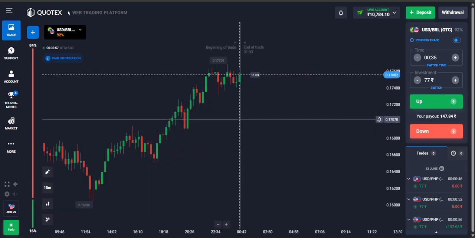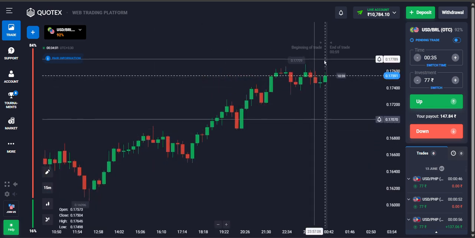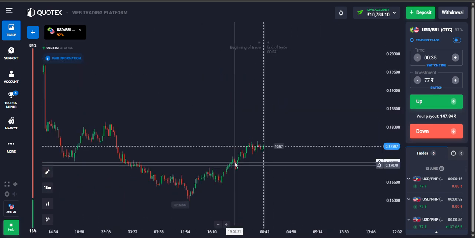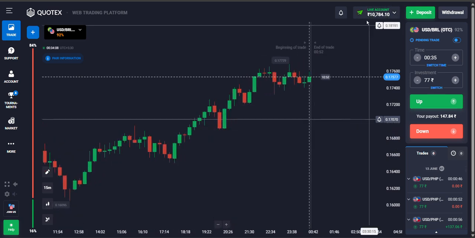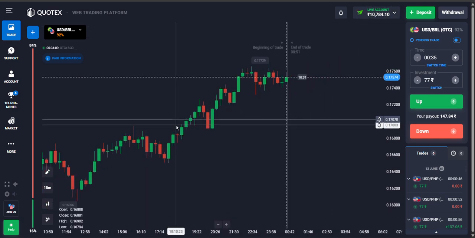So we are in the Quotex platform, and I'll try to show you logic to win 3, 4 trades back to back. And the logic here is to make $1,000 a day. I'll be posting more videos once you understand this logic.